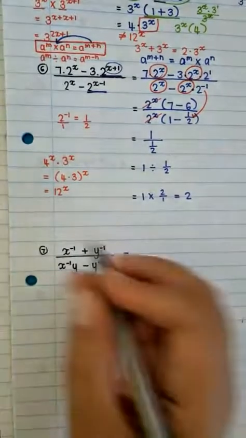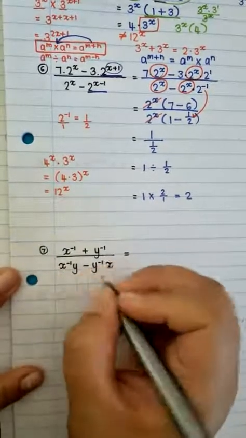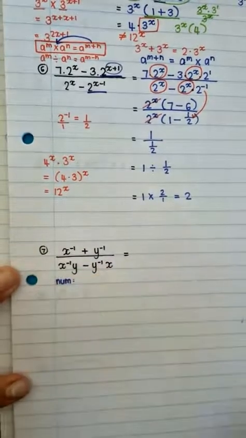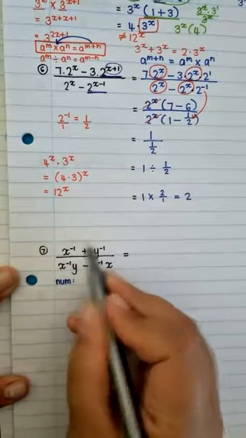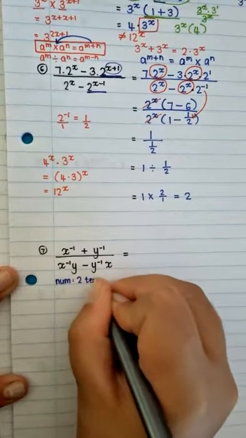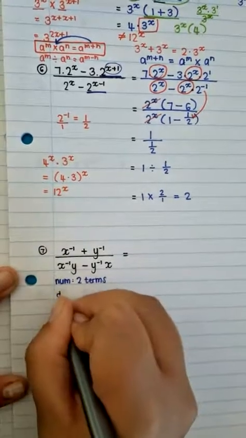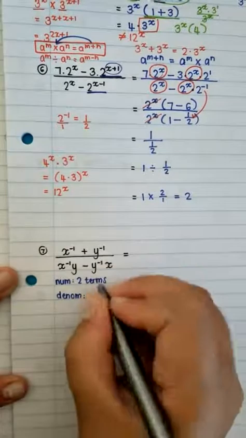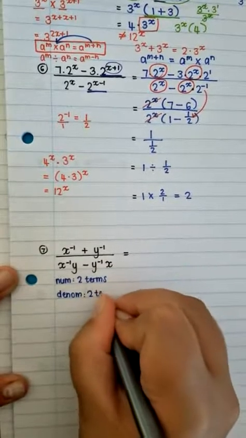So I am going to make a little note here at the bottom. Numerator, so I'm going to write NUM for numerator. Do we all see that we have 2 terms? All right, 2 terms. In the denominator, we also have 2 terms, right? That's one term, that's the next. 2 terms.